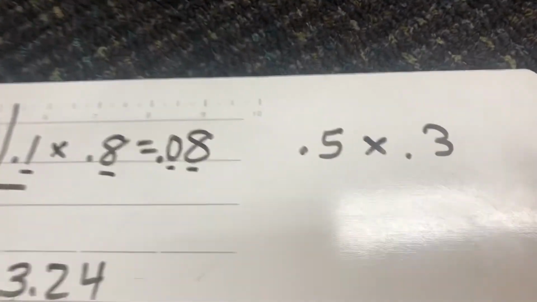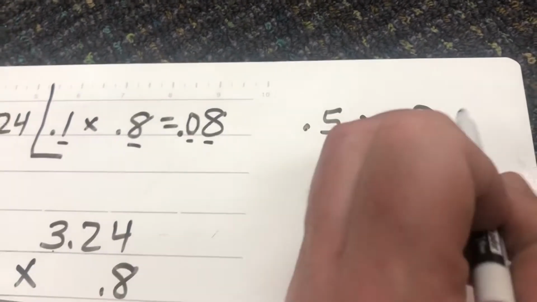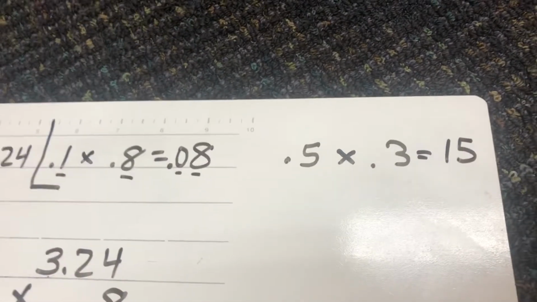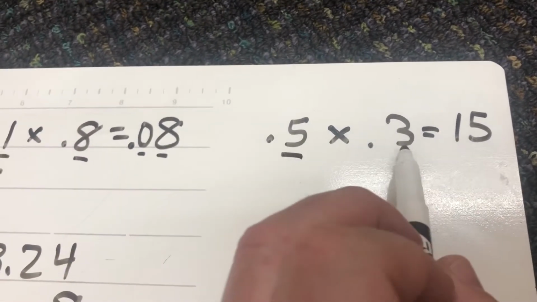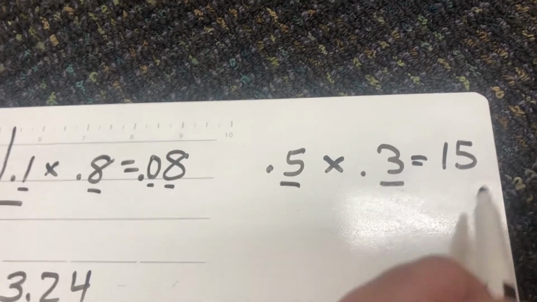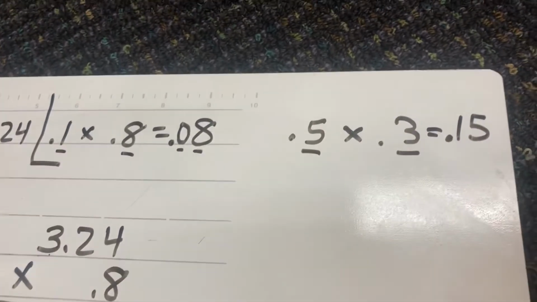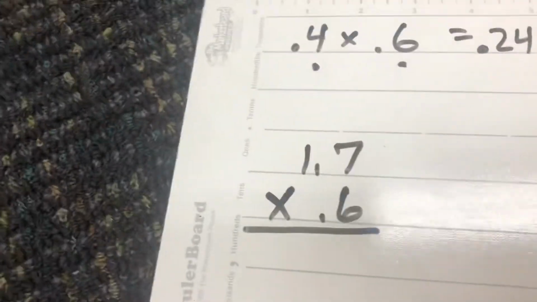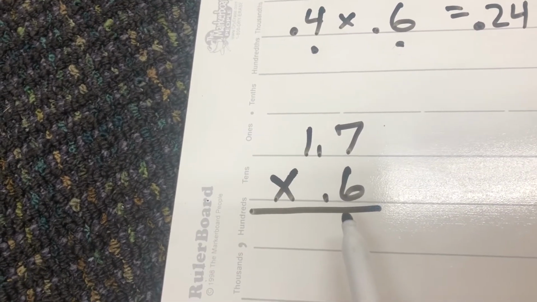800ths. 5/10 times 3/10. Well, I'm going to think 5 times 3. 5 times 3 is 15. Okay? But there's one number, two numbers that come after the decimal in the problem. So I need 1, 2 numbers to come after the decimal in the product. 1500ths.